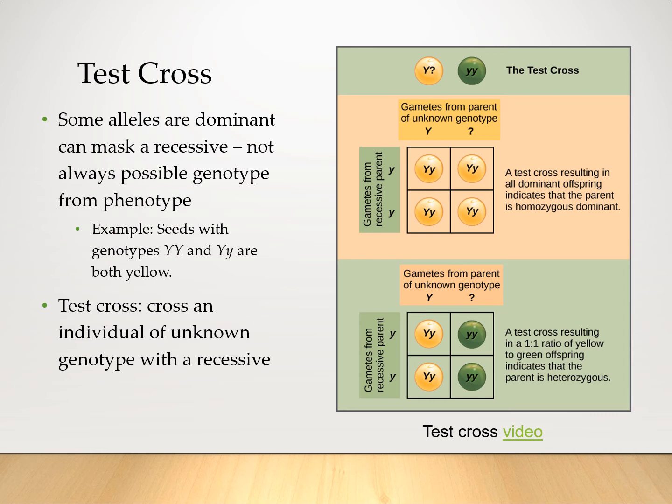In the top example, if the unknown is crossed with a homozygous recessive and produces only heterozygous offspring, it has to have been homozygous dominant, 2 capital Y's, in order for all 4 possibilities to have received a dominant allele. However, if the outcome is like the bottom box, where half of the chances are for heterozygous and half are for recessive, then the unknown must have had a recessive allele to pass along, meaning the unknown is heterozygous. Watch the linked video for an animation of this idea.